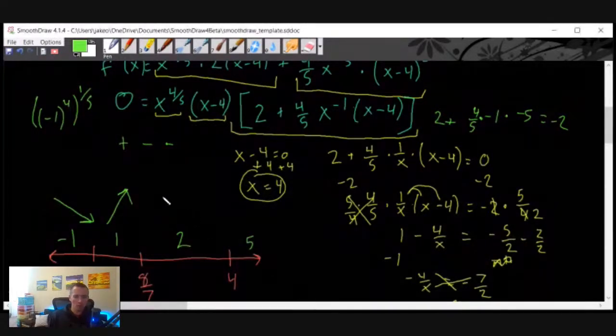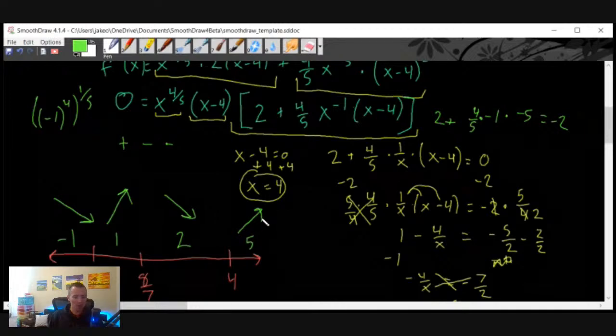And then we would plug in x equals 2 into our derivative. We would get a negative number telling us that our function is decreasing, or that our slope is negative. And then when we plug in x equals 5, we would get a positive number telling us that our function is increasing because our slope is positive.